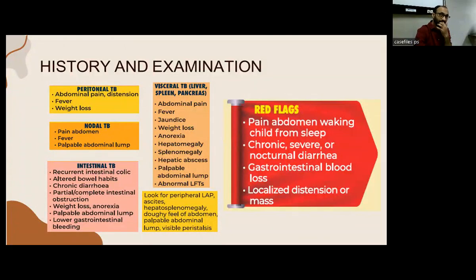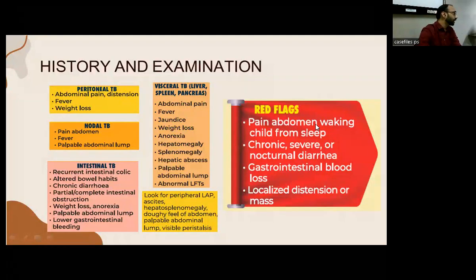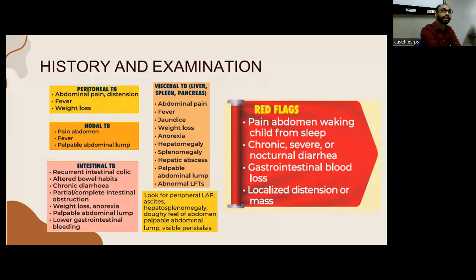So history and examination: the symptoms depend on the type of abdominal TB, and they can vary from abdominal pain, fever, weight loss, all these general symptoms, including jaundice, hepatomegaly, splenomegaly, etc. But it is very important to remember the red flag signs of abdominal TB. There are 4 signs described, which are supposed to be the red flag signs of abdominal TB. That is one, a child with pain abdomen that is waking the child from sleep, or the child has chronic, severe, or nocturnal diarrhea, or the child has gastrointestinal bleeding, or there is localized distension or mass.